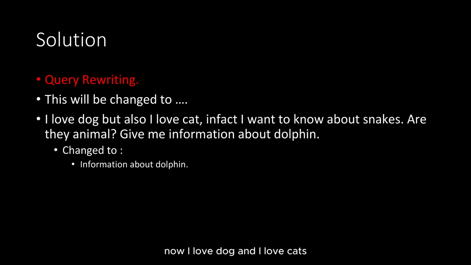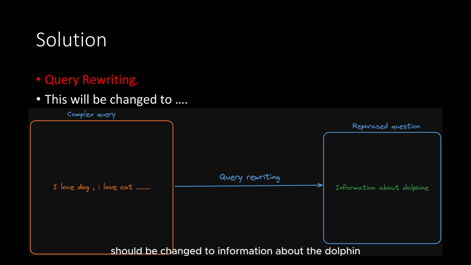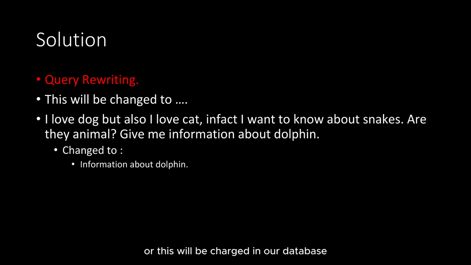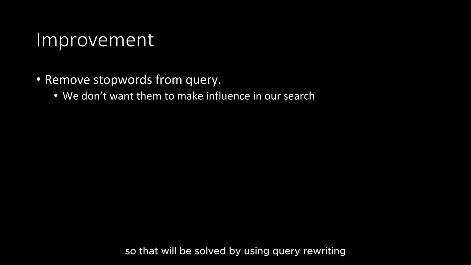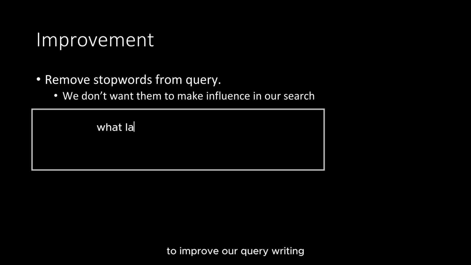That is why we use query rewriting. Now the query I love dog and I love cats should be changed to information about the dolphin. Now this will only give the information stored in our database, and the more preferred and exact result will be extracted by using semantic search. So that will be solved by using query rewriting. Now what is an improvement that can be done further to improve our query rewriting?